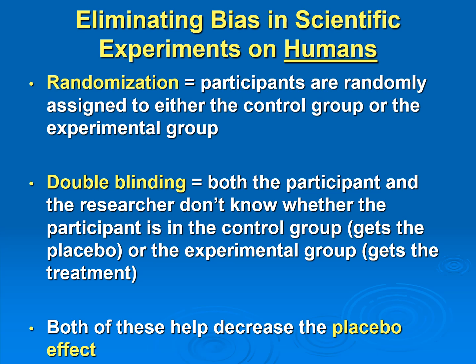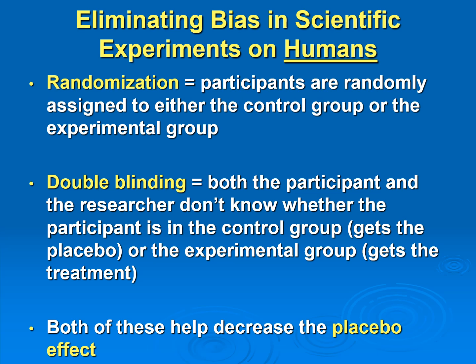The placebo effect is when the participant is taking the placebo, maybe like a sugar pill or something, and they think it's actually the medication, and their brain tricks them into thinking that they're getting better when it's really not the treatment. And so that can interfere with the results of the experiment. So by doing this randomization and double blinding, that can get rid of the placebo effect.